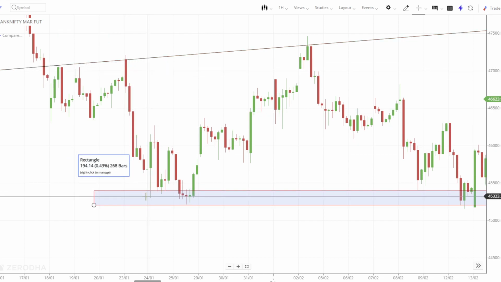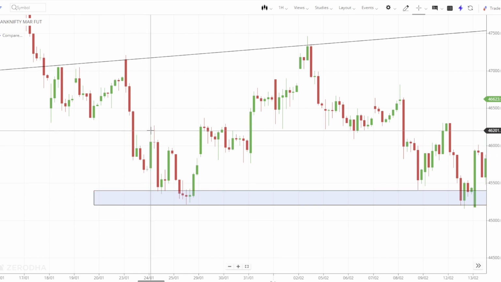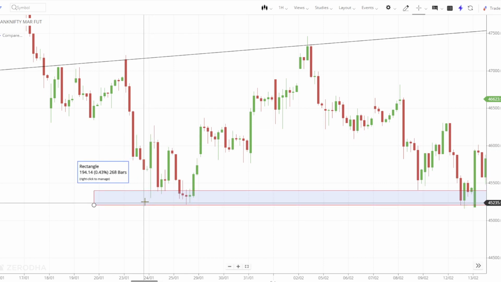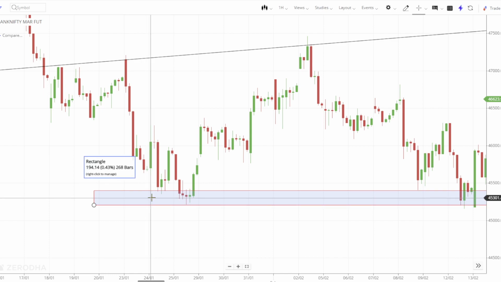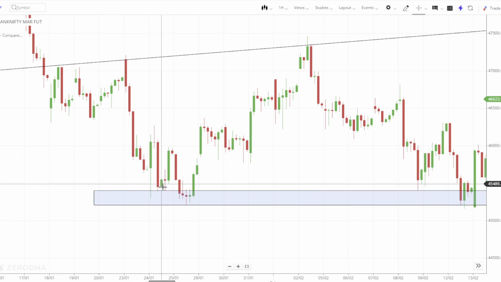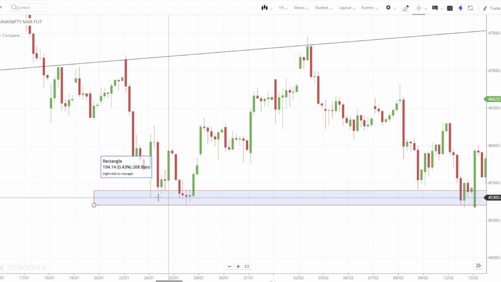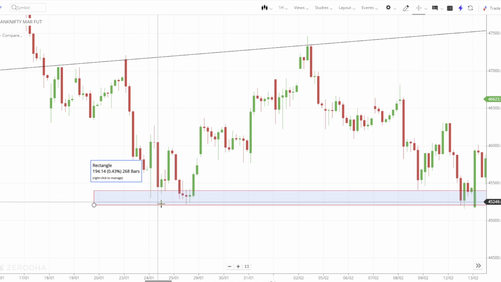But what happened here? Price took support from this area. We don't know at this stage whether price is really going to take support, but when price returned to that same level, it went up, and again it retested the same level. It collected the liquidity here.